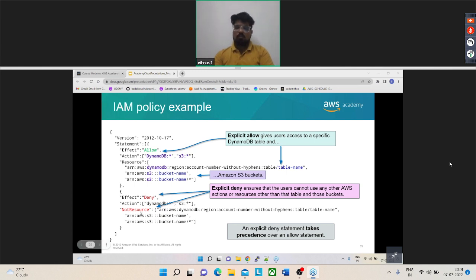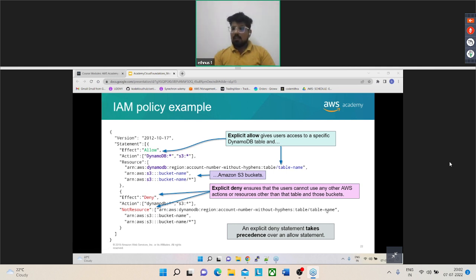Now here they can also use the NotResource attribute. Here you are using the Resource attribute, and here they are using NotResource. So these resources will not be included. So apart from these resources, users cannot access anything because there is an explicit deny. Under the deny, the action is the same, DynamoDB and S3, and the resources are also the same.